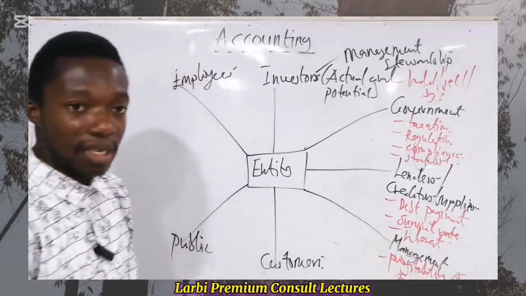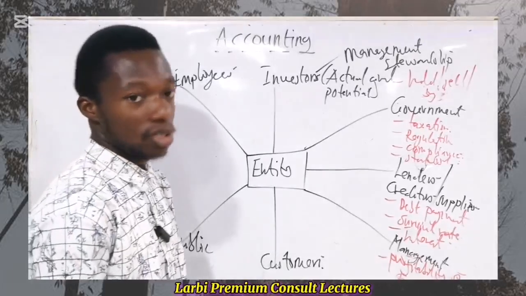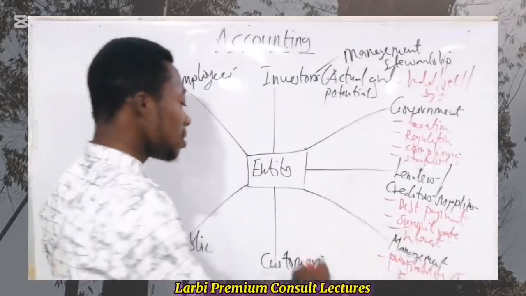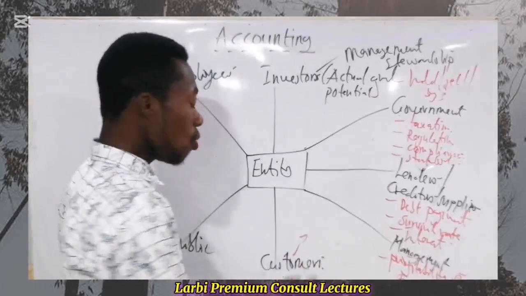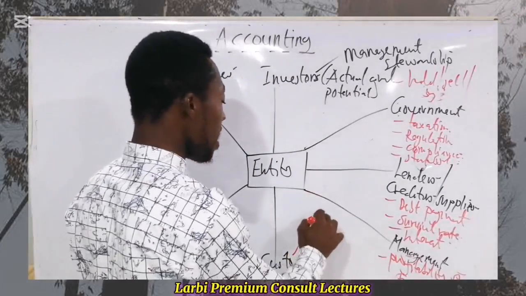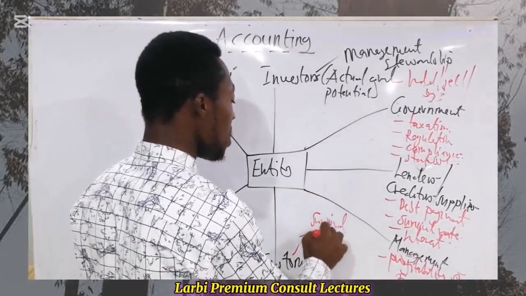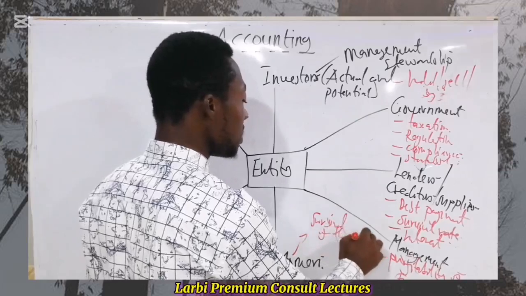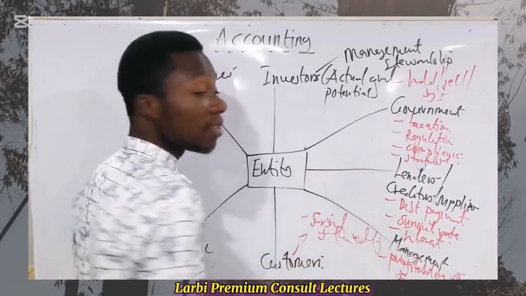Then back to customers. Customers are also what? External users of accounting information. They need accounting information, one, to know the rate of survival of the business, the rate of survival of the entity.